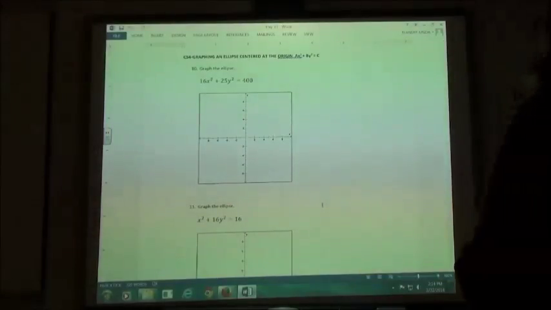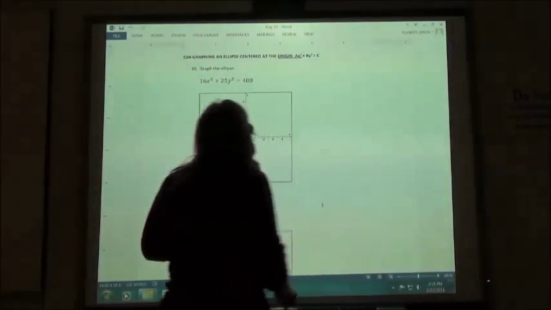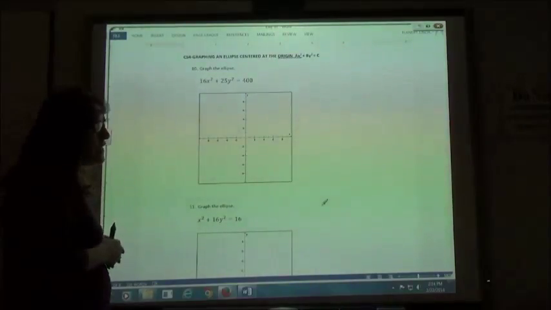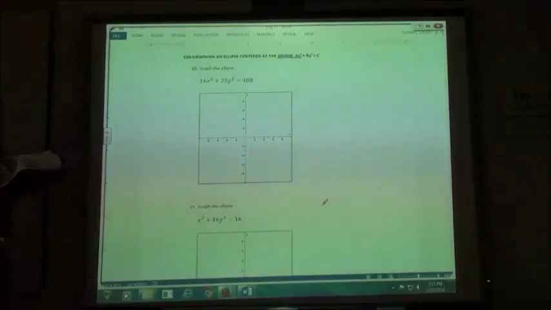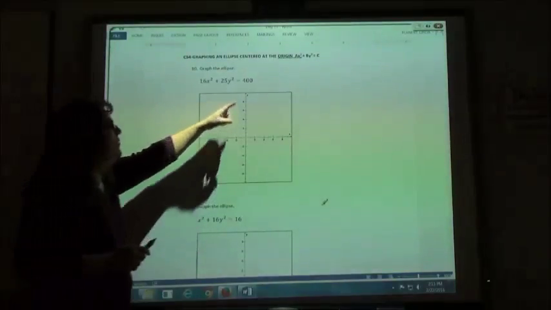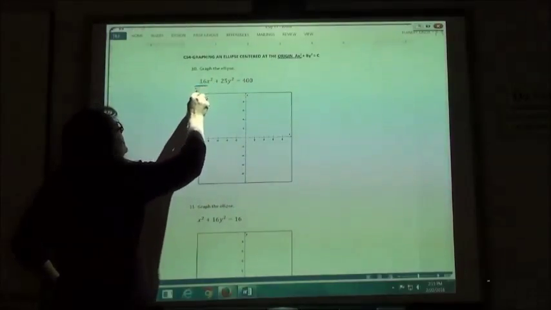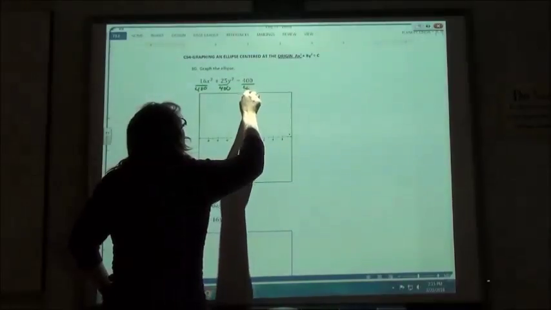10, 11, and 12 are graphing our ellipse that is going to be centered at the origin. If it's going to be centered at the origin, what we want is to get this back into standard form. So you'll notice in standard form your equation is always equal to 1. So whatever we have over here, we're going to divide everything by. So in this case, I'm going to divide by 400, divide by 400, divide by 400.